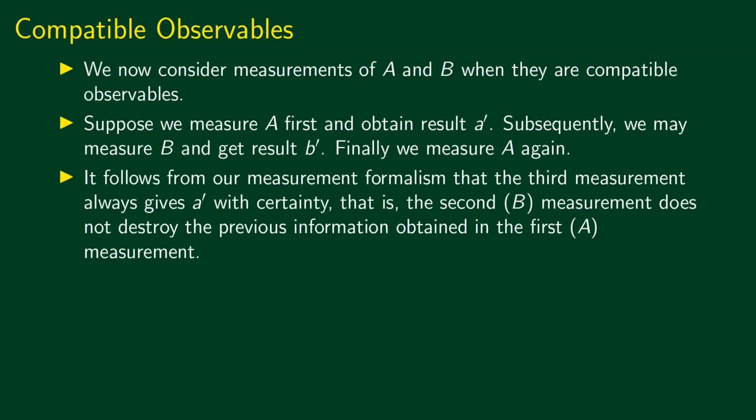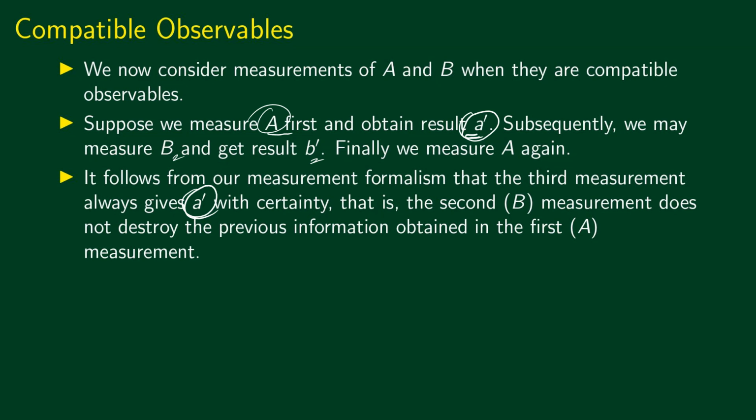We now consider measurements of A and B when they are compatible observables, which means that these observables commute. So when they commute, they have common eigenkets. Now suppose we measure A first and obtain a result A prime. We can say that now the system is in an eigenstate of observable A. Subsequently, we may measure B and get a result B prime. Finally, we measure A again. What do you expect? According to our measurement formalism, the third measurement always gives A prime with certainty, the same A prime that we obtained the first time. This means that the measurement of B does not destroy the previous information obtained in the first A measurement.